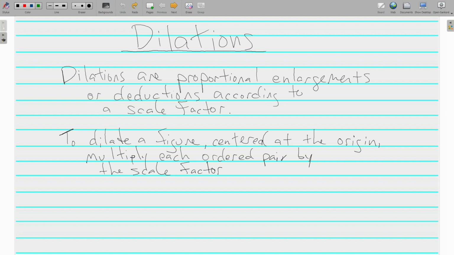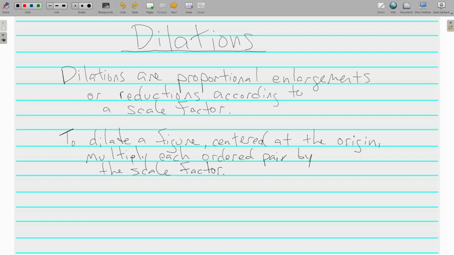Dilations are proportional enlargements, or reductions. That's making something smaller. And this happens according to a scale factor. To dilate a figure centered at the origin, all we have to do is multiply each ordered pair by the scale factor that's given.